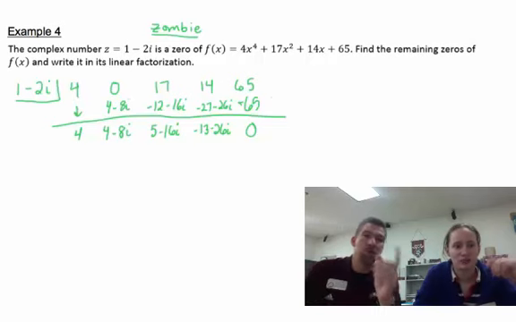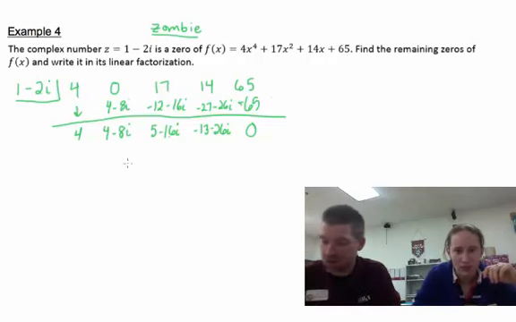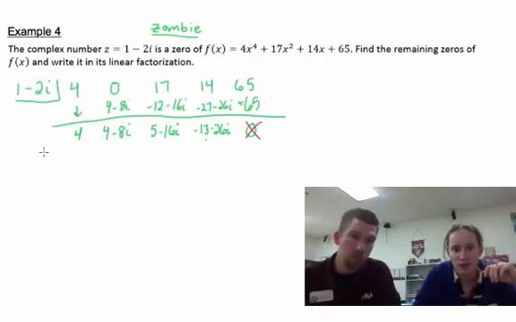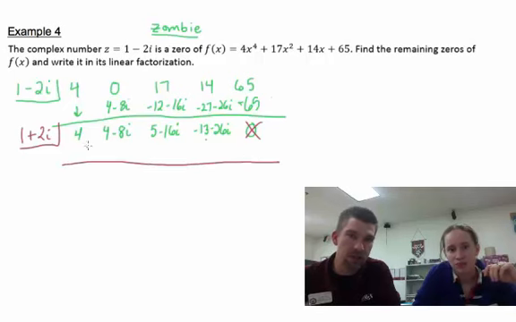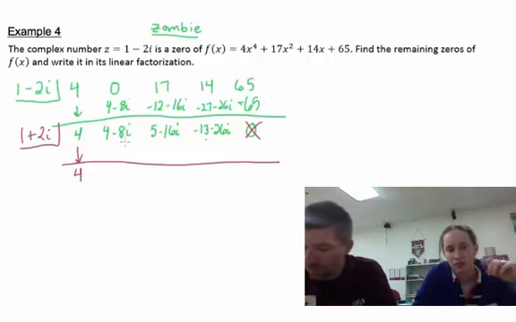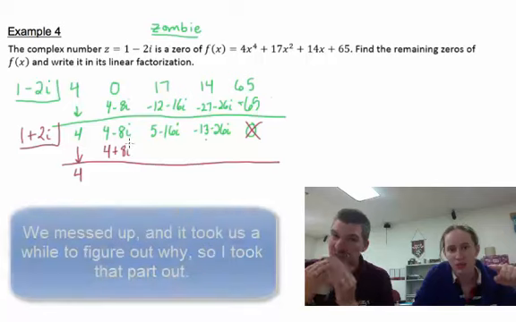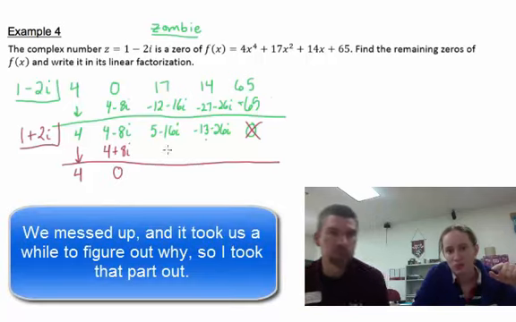The conjugate of 1 minus 2i. All you have to do for a conjugate is change the middle sign. So we're going to do 1 plus 2i. Here we go again, but this time it will work out better because it's the conjugate.